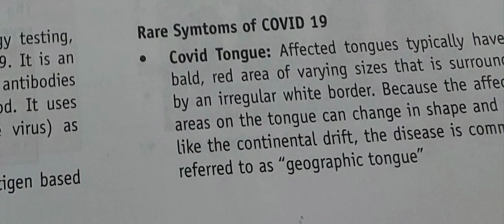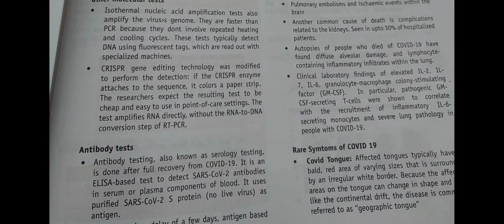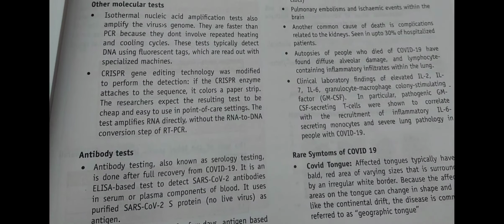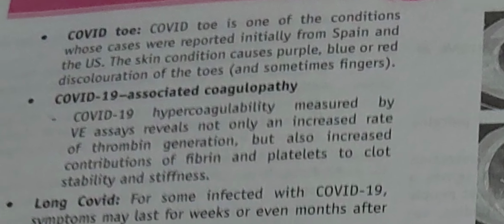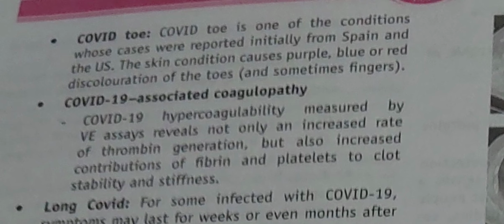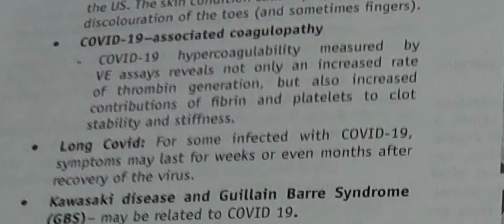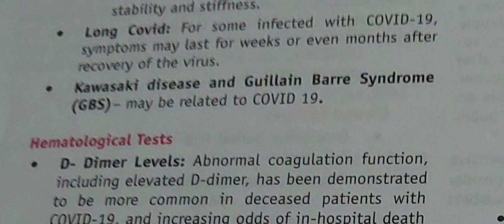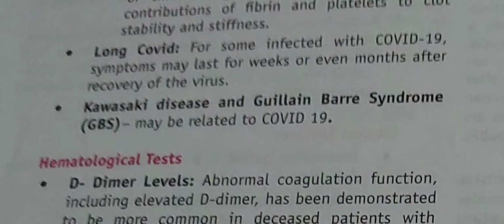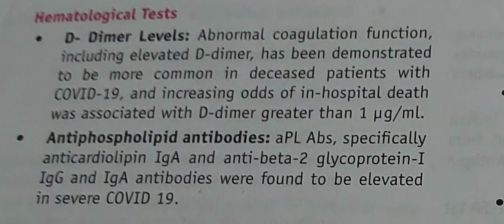COVID tongue can be seen, where affected tongues typically have bare red areas surrounding an irregular white border. So this can be seen, that is a geographic tongue you can find. These are actually very rare. Along with this, you can have COVID toe. That is one of the conditions initially reported in Spain and the US. It's not actually that common. After that, Kawasaki disease and Guillain-Barré syndrome can also be found, but they're actually very rare.